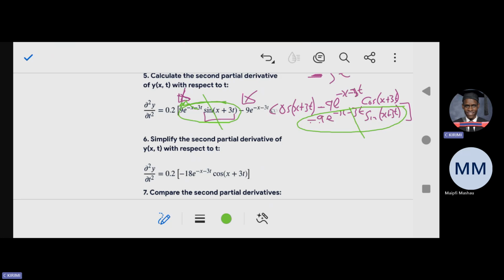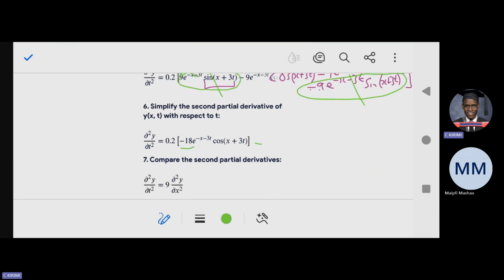Then it will be minus 18, -18 e to the power negative x minus 3t cos of x plus 3t. Yes, so you are happy there, isn't it? So we are having those 2 equations. Now you are going to compare them, which means you are comparing the second partial derivatives. So let's compare them together.